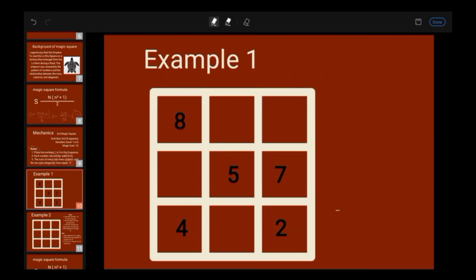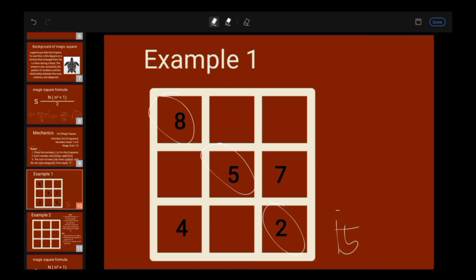Ngayon, let's go back to our magic square. Makikita nyo dito sa example 1 na may mga number na sa ibang cells. Ang gagawin na lang natin is punan yung mga natitirang cells. And once inad natin sila, ang total ng bawat row, column, at diagonal ay 15. For example, meron tayong 8 plus 5 plus 2 equals 15.